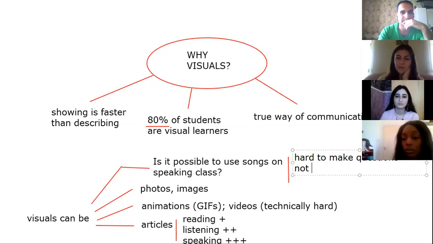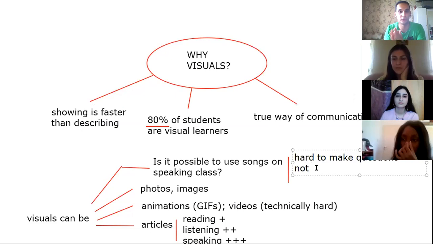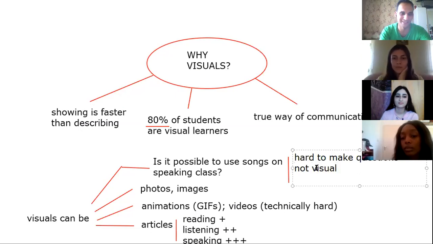And it's not visual. At the beginning, we saw here the reasons for visuals, and here we have 80% of students who are visual learners. So statistically, the perception of your students is not that high for listening to songs as for visuals. So it's not visual. That's obvious, but I still explain that. Okay, and it's technically hard.